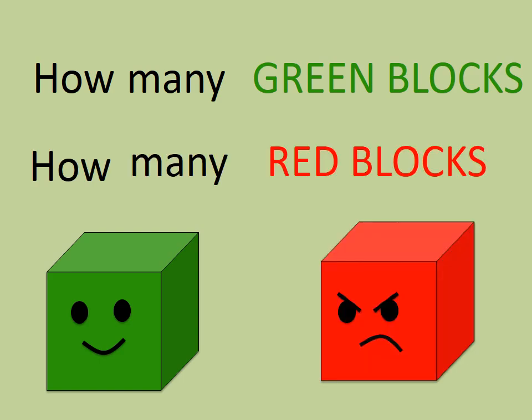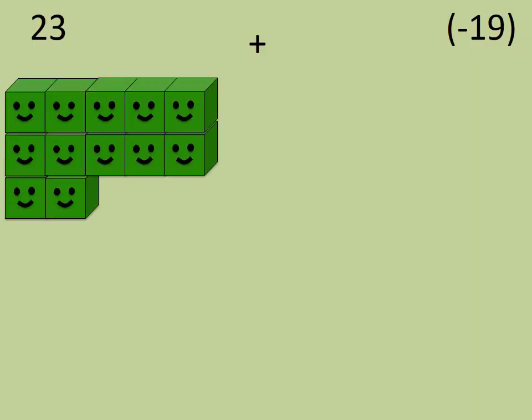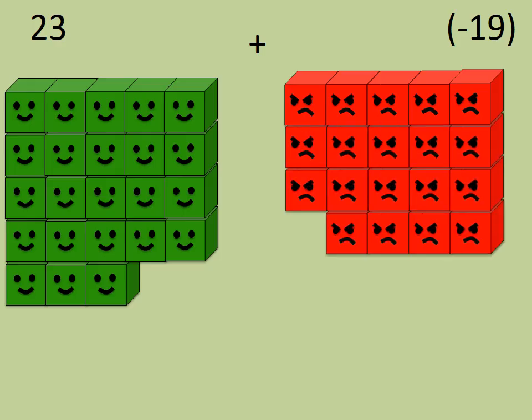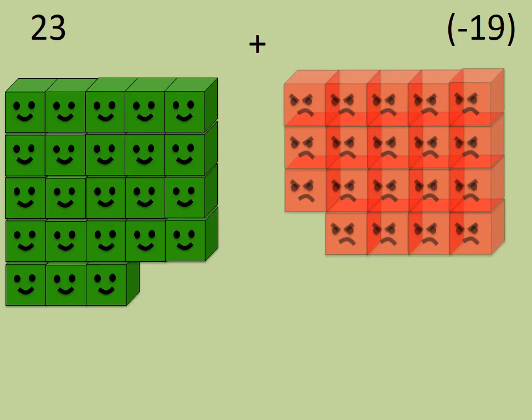Our plan for the next few problems will be to figure out how many green blocks and how many red blocks you'll need based on the size of the numbers and the sign in front of them. Let's try 23 plus negative 19. Let's move these over here so we can have as much space as possible. So remember, we're going to use green blocks to represent positives and red blocks to represent negatives. So we have 23 green blocks and 19 red blocks.